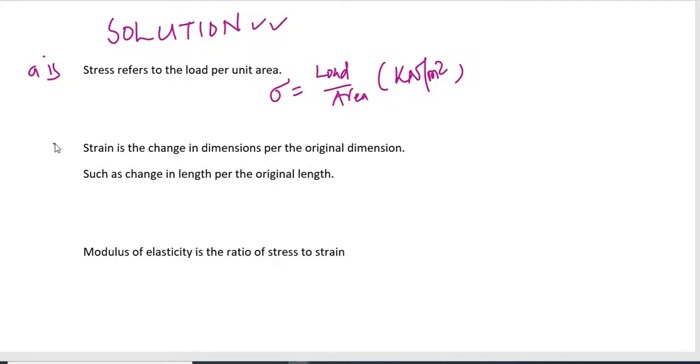Then what about strain? Strain is the change in dimensions per the original dimension. If we are talking about direct strain in terms of length, then a change in length per the original length gives what we call strain. This is equal to the change in length divided by the original length, and it has no units because it is the ratio of two quantities of similar units.